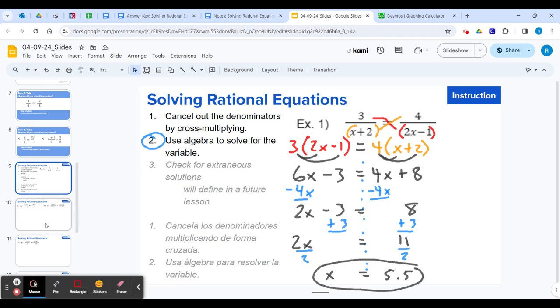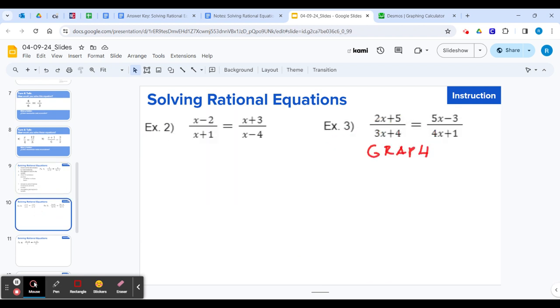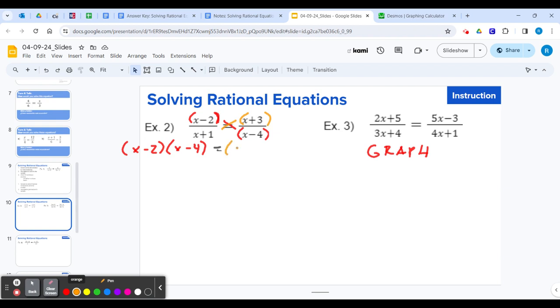So we can do the same thing with example 2. I'd recommend trying it for yourself first and then checking it against mine. We're going to set up that cross multiplying step. So I'm going to throw parentheses around all of these to help me capture that. So I know I have x minus 2 times x minus 4. And that's equal to this cross multiply on the other side. Throw some more parentheses around it: x plus 3 times x plus 1.